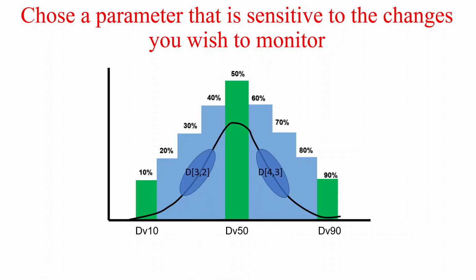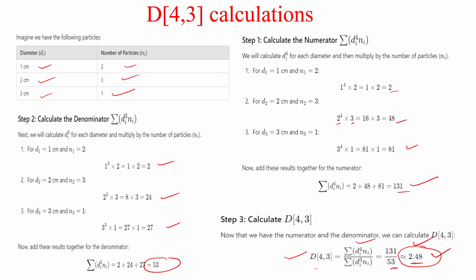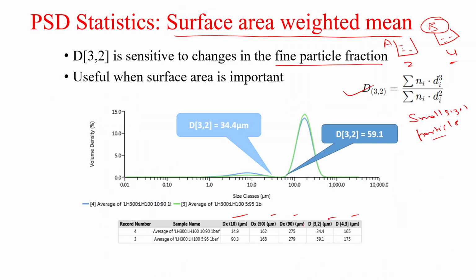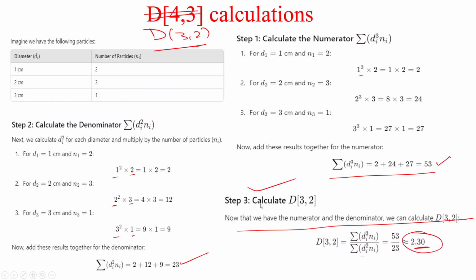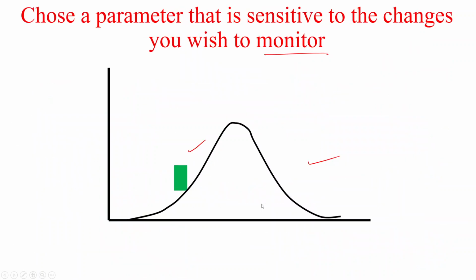Now how to choose? So choose a parameter that is sensitive to the changes you wish to monitor. As I already told you, depending on what type of application you are having, you can choose the parameter. If you are thinking that there will be changes in the small size particles, then you go for D32, and if you are expecting that there will be changes in the large size particles, you go for D43. As already told, the instrument is giving all the values, like D10, D50, D90, D32, D43. So all values are given, and the interpretation can be done after running the sample.